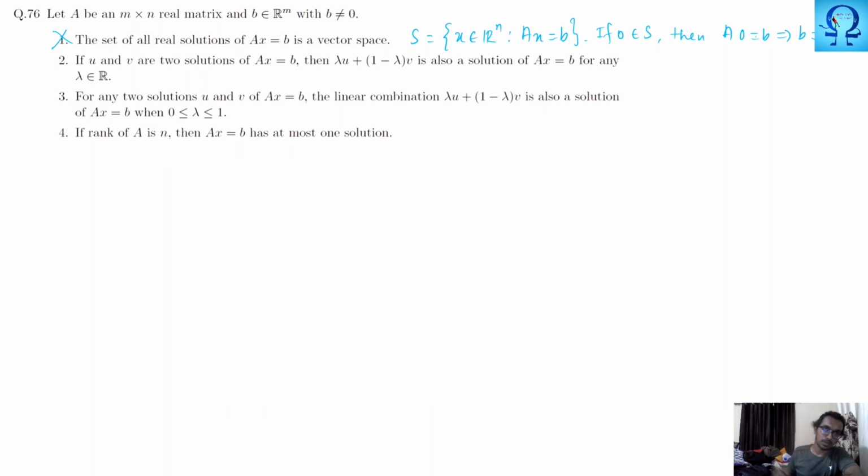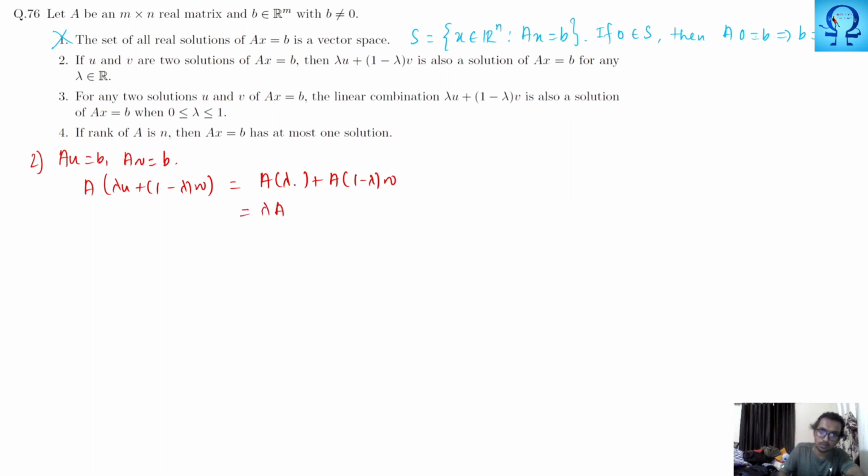Now coming to the second option, it is given that u and v are solutions of the system. If u and v are solutions, then Au equals b as well as Av equals b. Then we have lambda u plus (1 minus lambda) v. We have to check whether that combination is a solution of the system or not. Let us examine A times (lambda u plus (1 minus lambda) v). We may split this as A times lambda u plus A times (1 minus lambda) v. Since lambda and 1 minus lambda are scalars, we just take them outside.